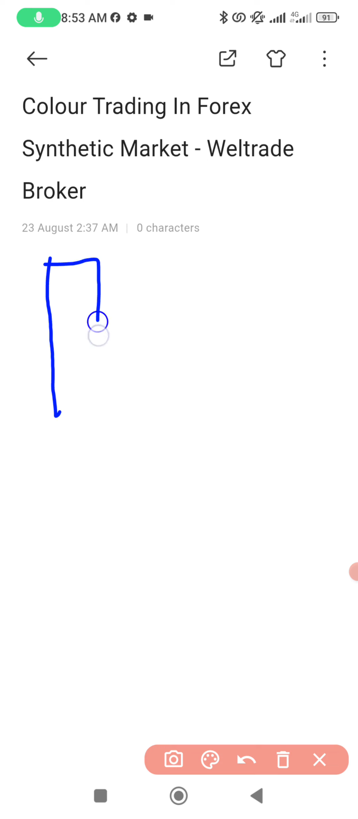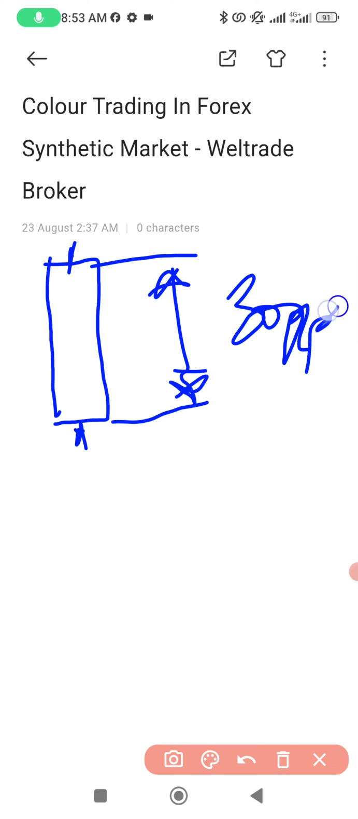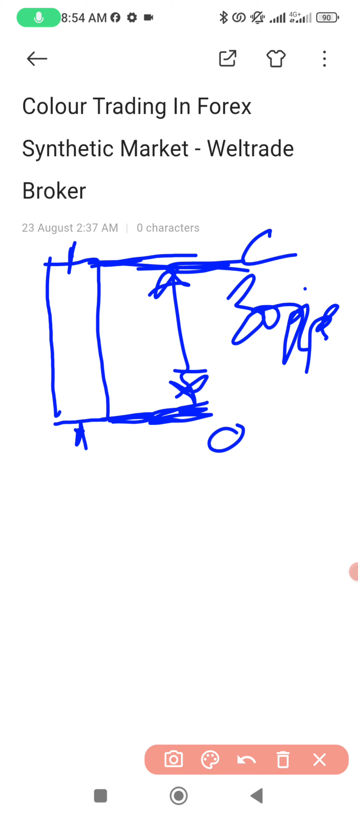So we have this candle. Then this is a wick right here. You measure the length of the body. Let's say the length is 30 pips, depending on how you measure pips. But for a synthetic market like here in Weltrade Broker, the pip is just the difference between two prices. So we use the open and close price. This market opens here and closes here, so the difference between the two prices is the 30 pips.